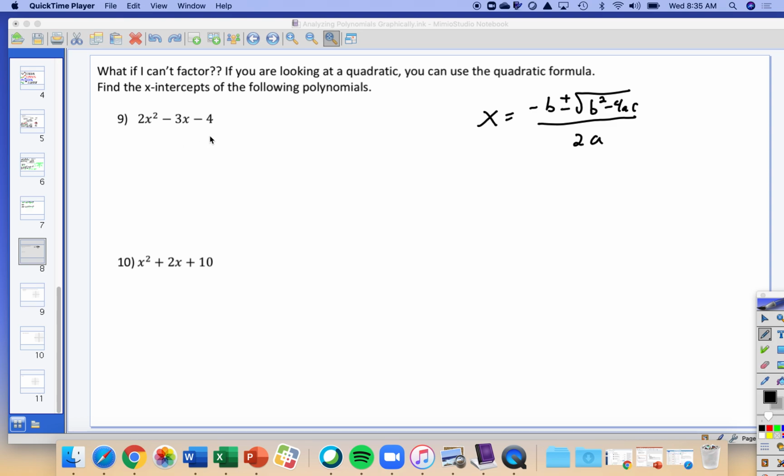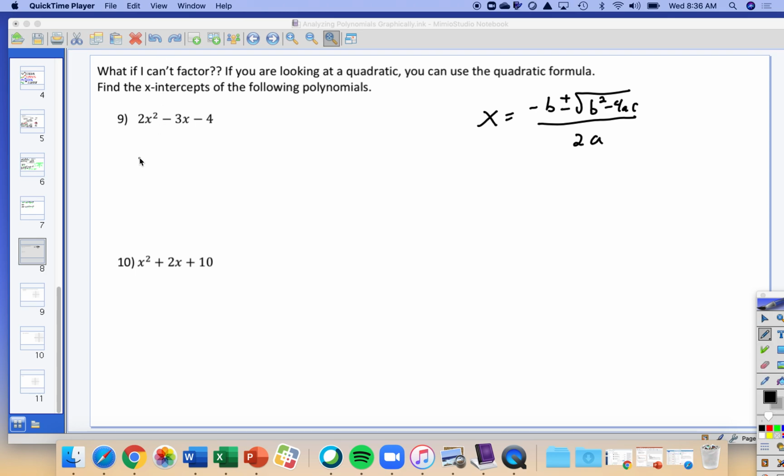So in this polynomial, it's a quadratic, and I know we can't factor, and that's because 2 times negative 4 is negative 8, and then negative 3 goes down here. There are no factors of negative 8 that add to negative 3. Therefore, it is not factorable. So what I need to do is use the quadratic formula.